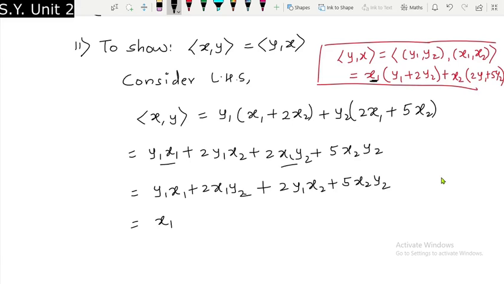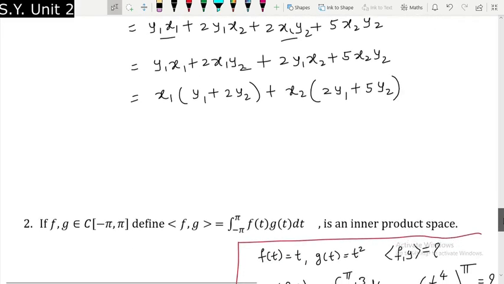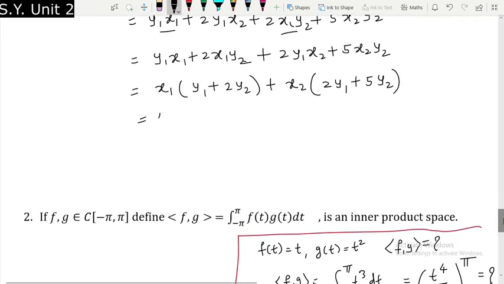Which is further equal to, you can take x1 out, and inside the bracket y1 plus twice y2, and plus, now x2 is common, and inside the bracket twice y1 plus 5 times y2. And I hope that is what exactly we wanted to prove, and this is nothing but the inner product of y with x, and that is our right hand side. Okay, now we have to move towards the third property.